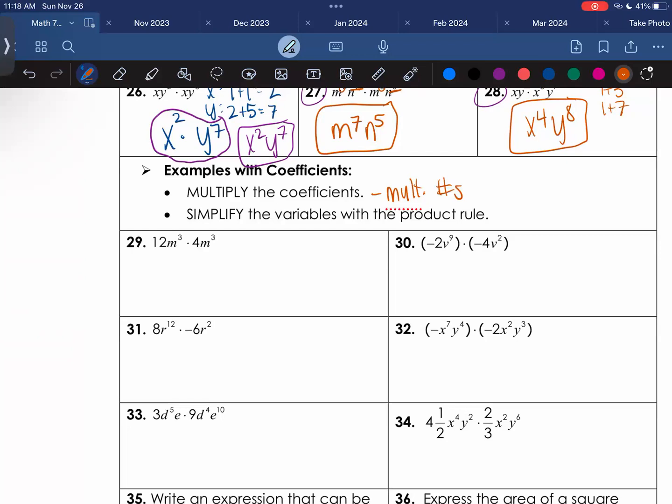So if we have 12m cubed times 4m cubed, all you have to do is do 12 times 4, which equals 48. And then you use our product rule to figure out our exponent for a variable. So we have m cubed times m cubed. So that equals m to the power of 6. Remember, we did 3 plus 3. So our final answer is just going to be 48 m to the power of 6. Go ahead and try number 30 on your own. Pause here.